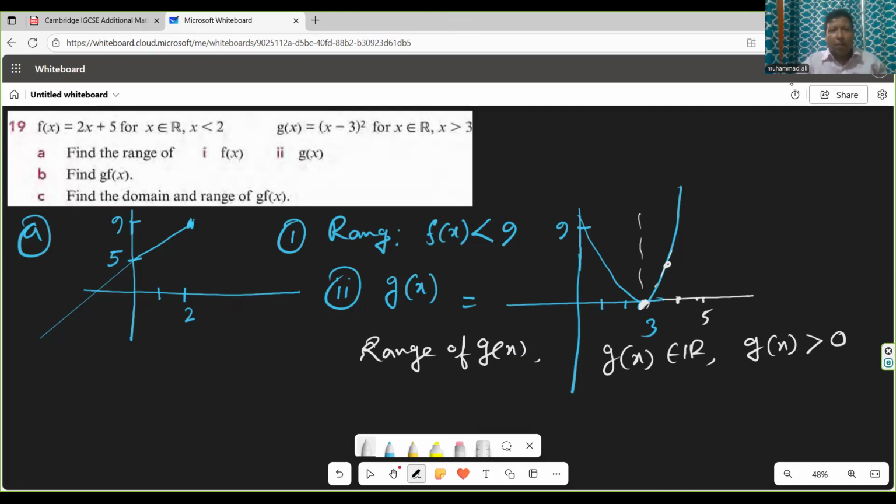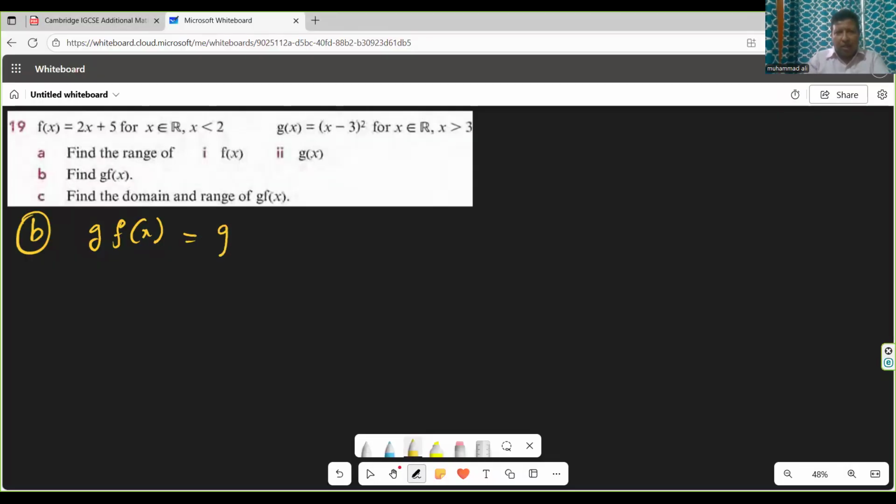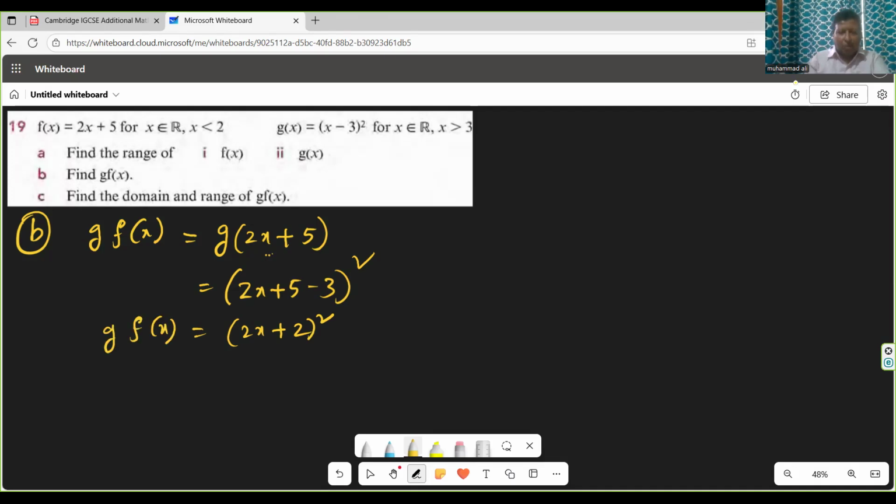Now, part B, find gf(x), the composite function. Now find gf(x). Here f(x) value is 2x + 5. We have to put this value in the g function instead of x. So it will be (2x + 5 − 3)², so it will be (2x + 2)². So this is gf(x), this composite function.